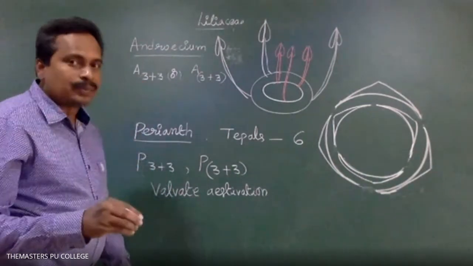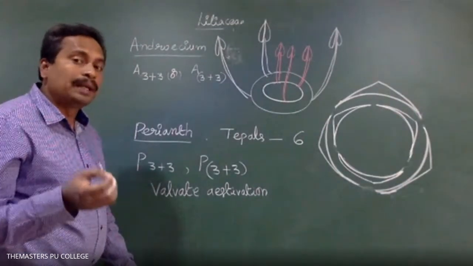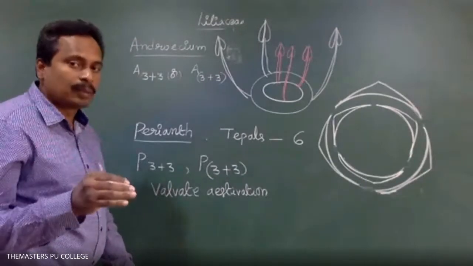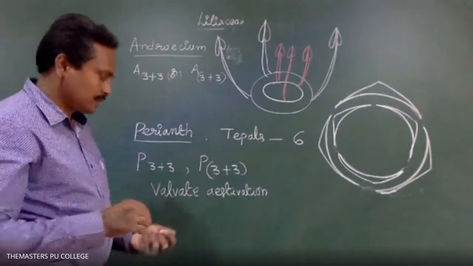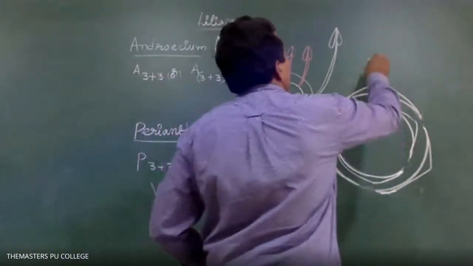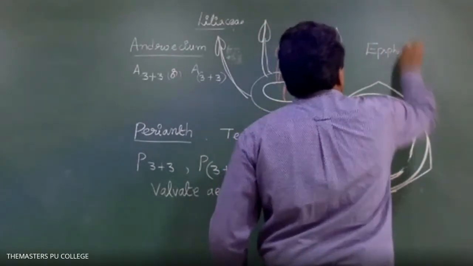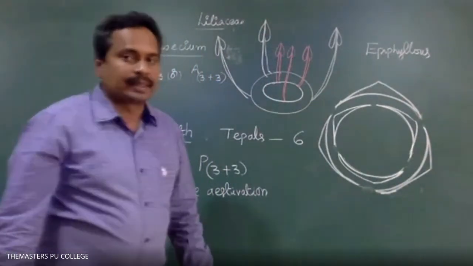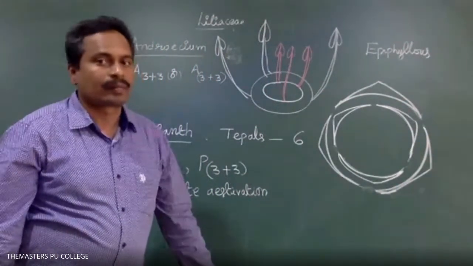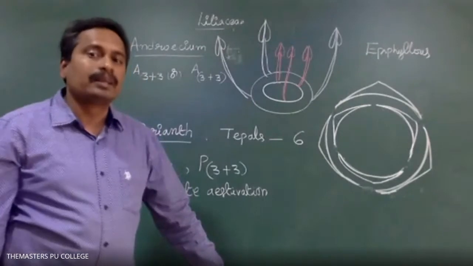In some plant species, the stamens are attached to the perianth. Already learned about that. Epiphyllous. What is epiphyllous? Stamens attached to the perianth. Very good. The stamens attached to the perianth is known as epiphyllous.